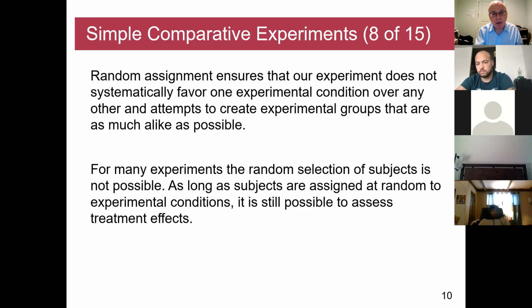All right, so random assignment ensures that an experiment does not systematically favor one experimental condition over the other one, and attempts to create experimental groups that are as much alike as possible, so that these other extraneous variables don't influence the effects of your experiment.